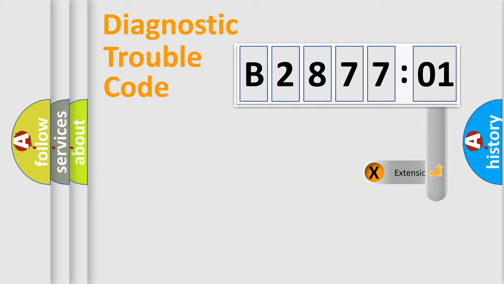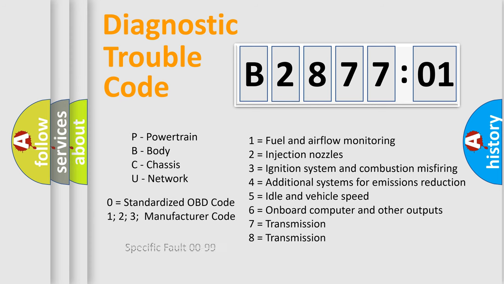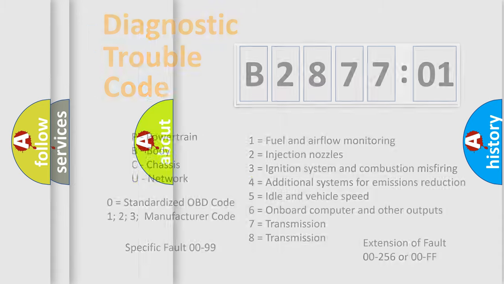The add-on to the error code serves to specify the status in more detail, for example, a short to the ground. Let's not forget that such a division is valid only if the second character of the code is expressed by the number zero.